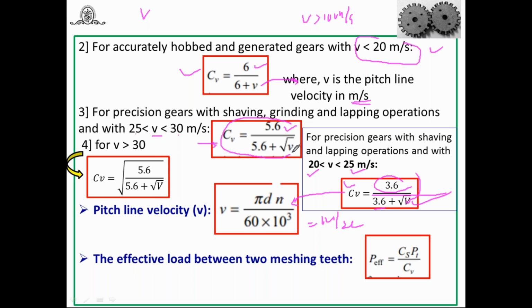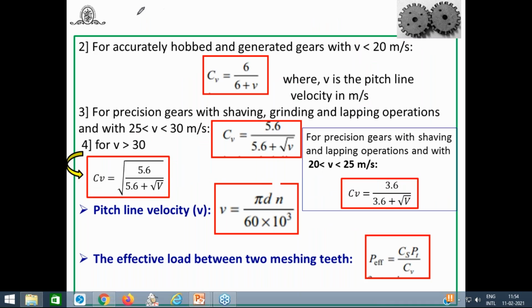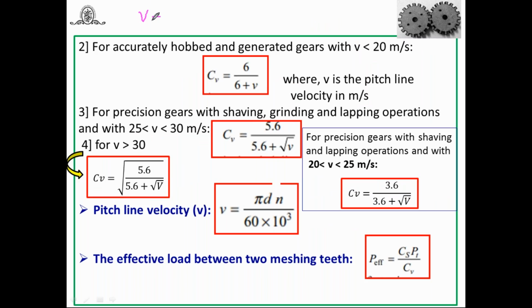This formula you have to use for the Barth factor or velocity factor. But when velocity is greater than 30, that time you have to use CV is equal to under root pi u.6 upon 5.6 plus root V. This relation you have to use to find out the Barth factor or velocity factor when V is greater than 30.